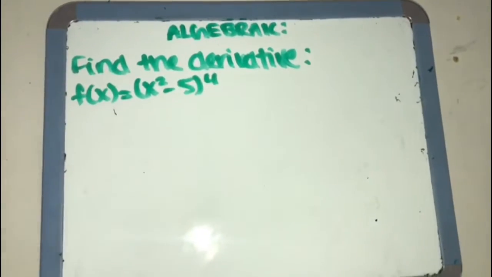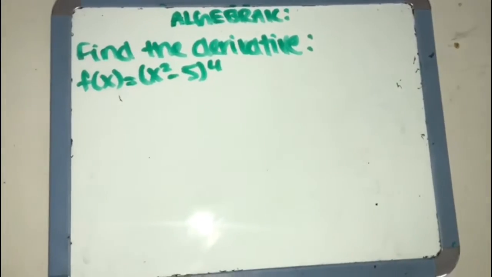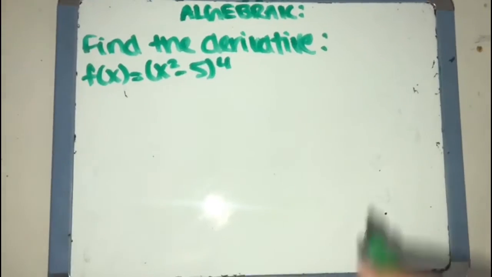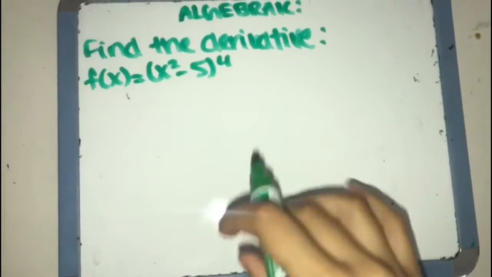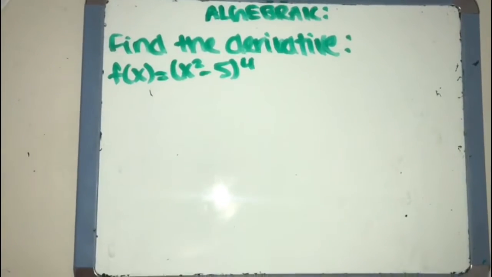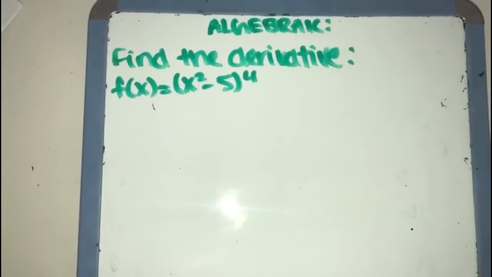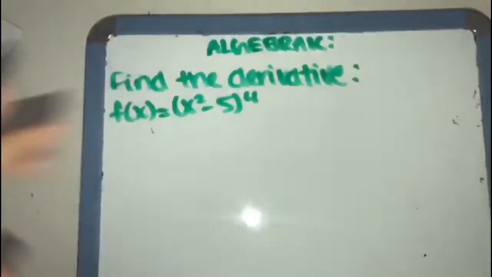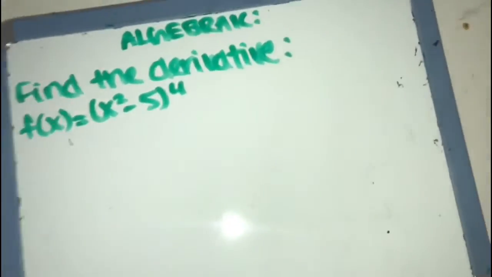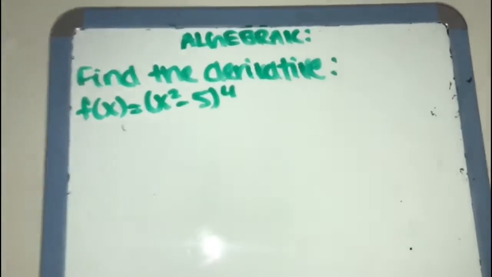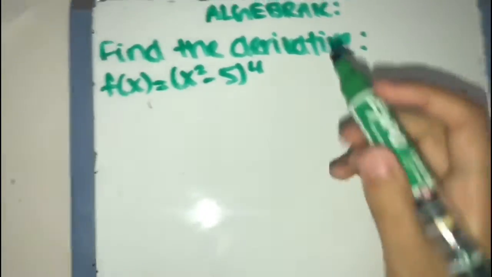Hey guys, this is a GNAW problem, which is the algebraic portion. In this portion, we'll be finding the derivative, where f of x equals x squared minus 5 to the fourth. Now in this derivative, we'll be using chain rule, and chain rule consists of steps that we have to do in order to find the derivative of this problem.